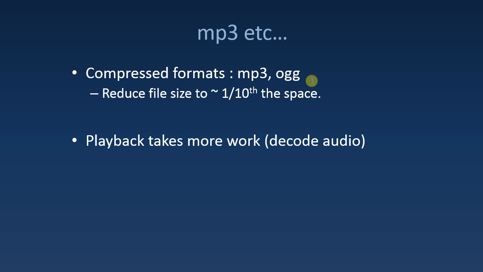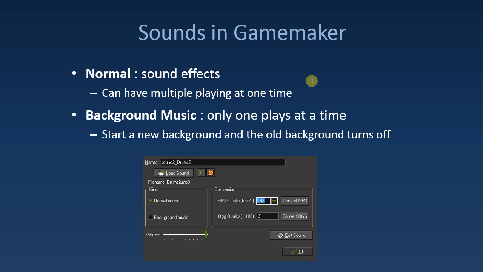In GameMaker, it's worth noting that when we bring a sound in, we have multiple ways we can deal with the sound. It can be a normal sound or a background music. The big difference is that background music we can only have one of playing at a time, which is kind of handy if you have multiple things tagged as background music and you go into a new room and you start playing a new background music.